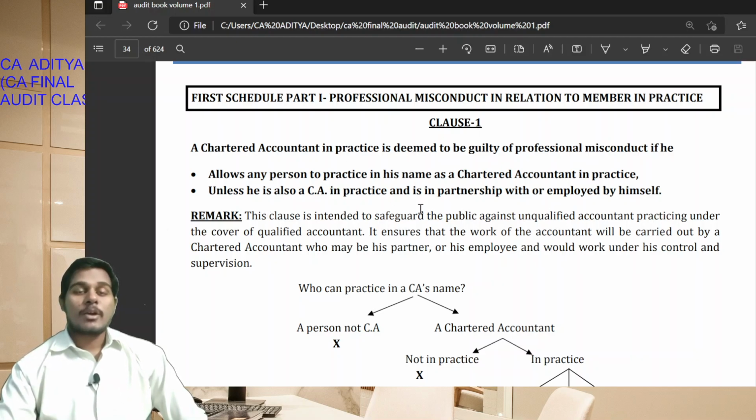See, students, according to clause 1 of Part 1 of the First Schedule to the Chartered Accountants Act, a chartered accountant in practice is deemed to be guilty of professional misconduct if he allows any person to practice in his name, unless he is also a CA in practice and is a partner or employed by him. If he is not a partner or employee of him and he allowed him to practice in his name, then he will be guilty of professional misconduct.